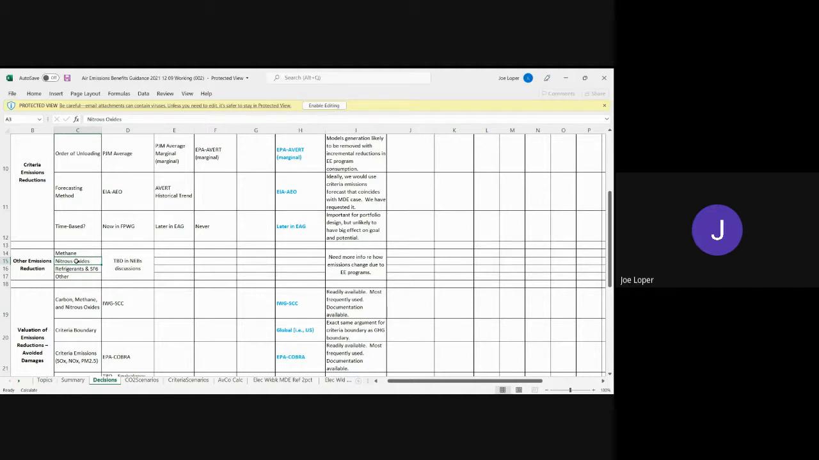oxides, which, by the way, are now reported in the social cost of carbon tables, which report social cost associated with carbon or CO2, methane, and nitrous oxides. Those numbers are readily available from the IWG social cost of carbon sheets. But figuring out what the emissions reductions are resulting from efficiency programs is the big challenge.